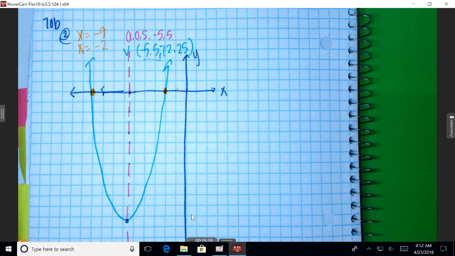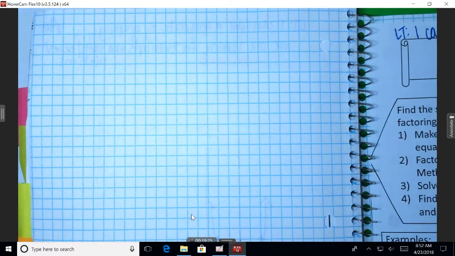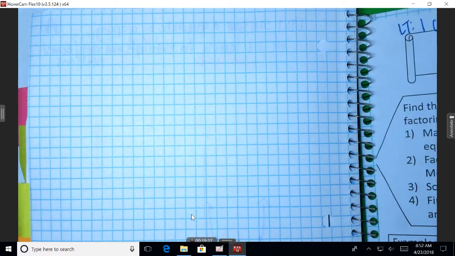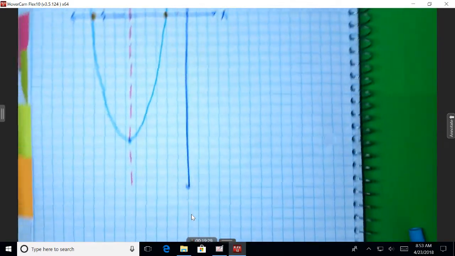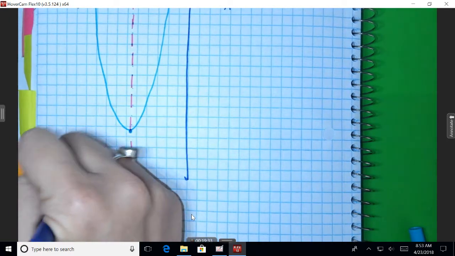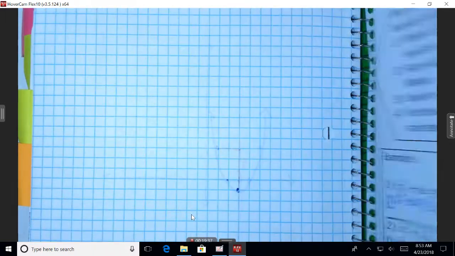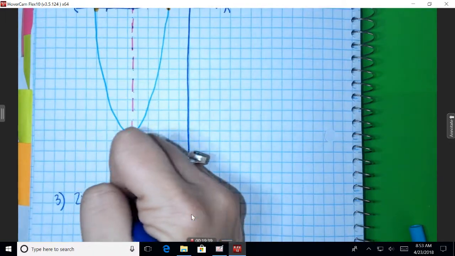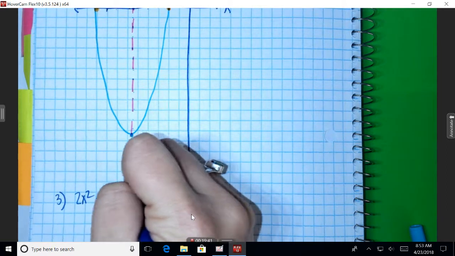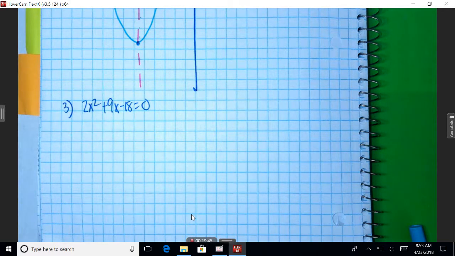Are you ready to do it? Can you try number 3 without me? And we can work number 3 completely out on the back if you want, if you don't have enough room. 2x squared plus 9x minus 18 equals 0. Just get the factoring part done first on number 3. So just factor this one first, and then we'll graph. Bless your soul.